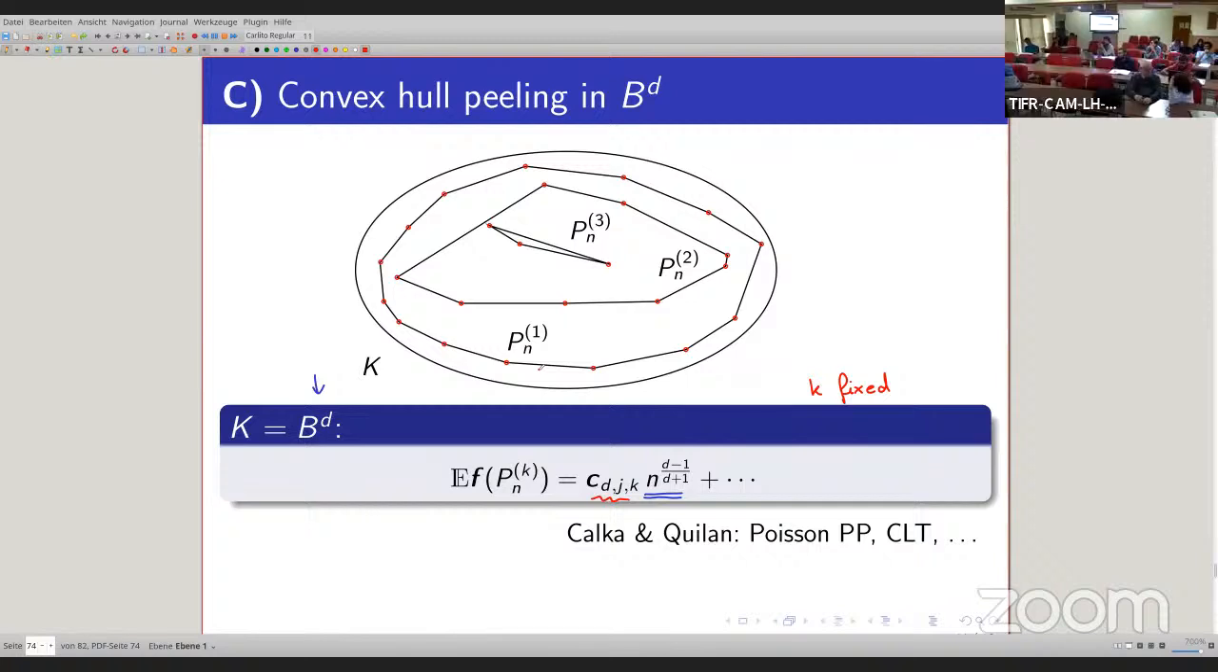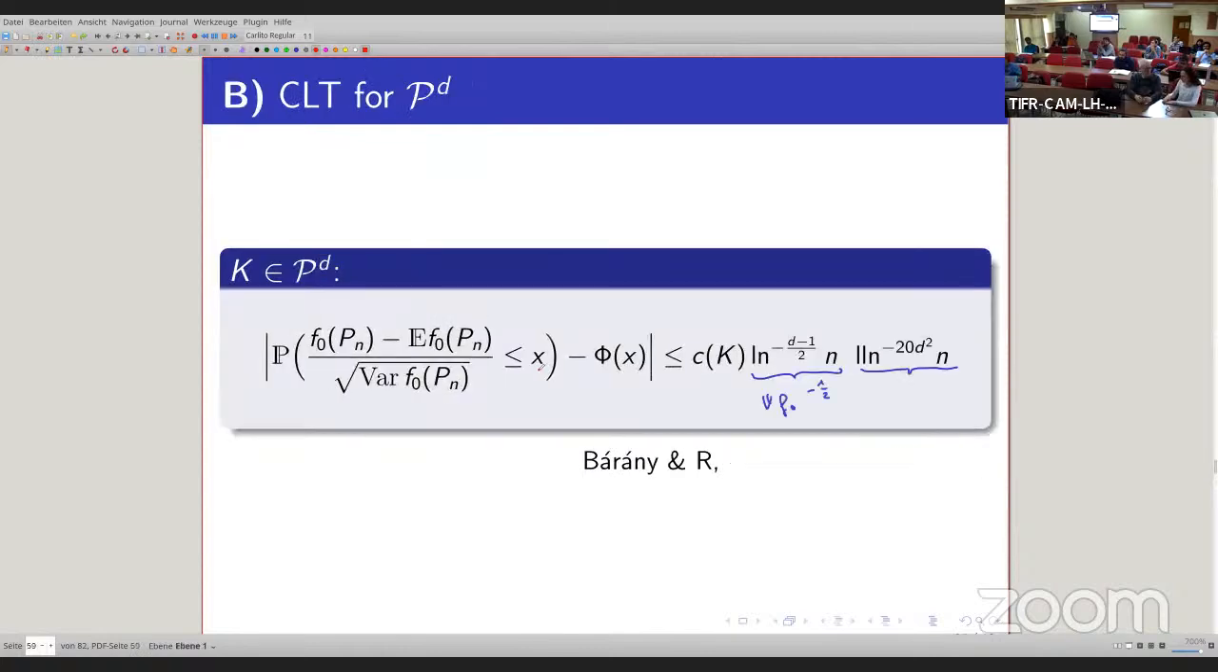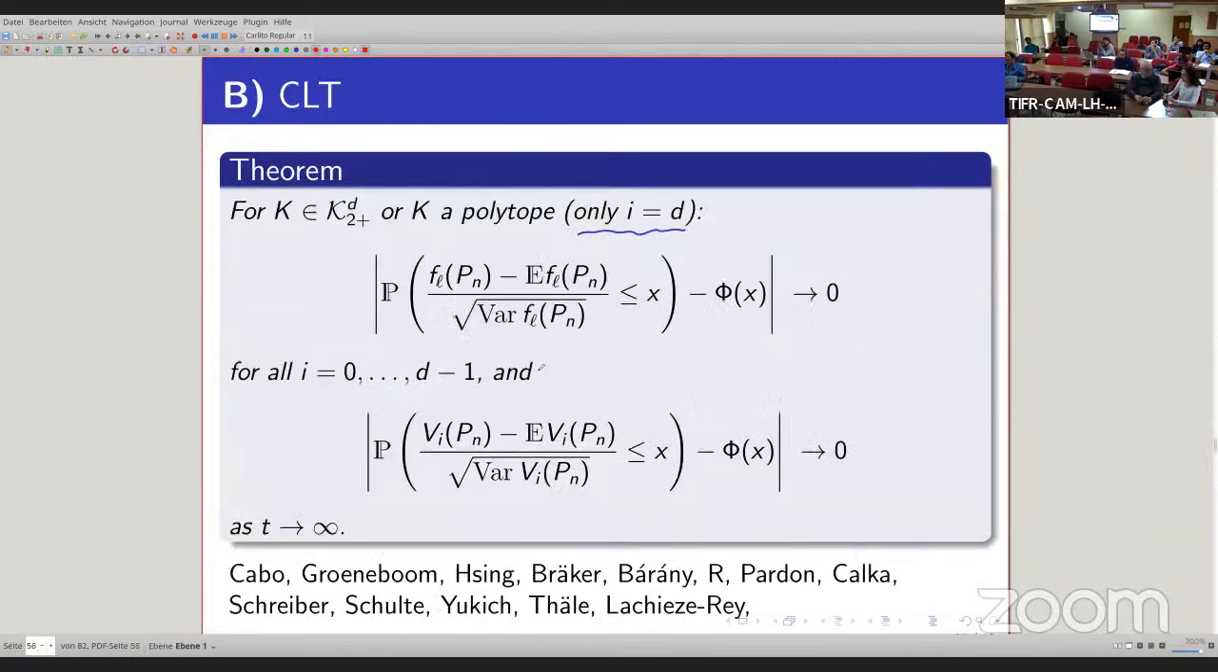We have a question for the central limit theorem for the simple polytopes. So there you have only the limit going to 0. So is any rate known there?